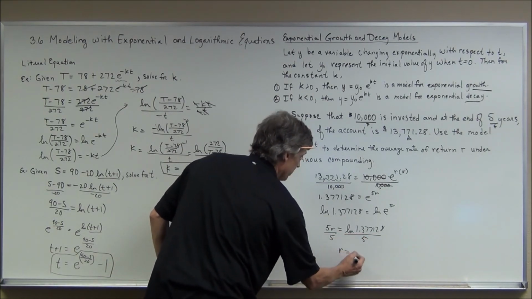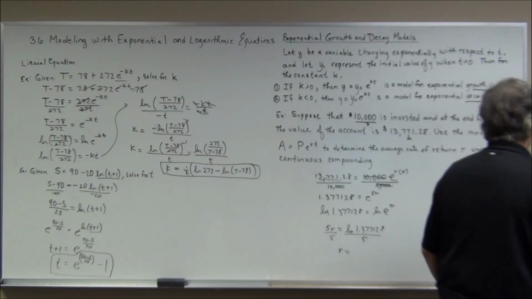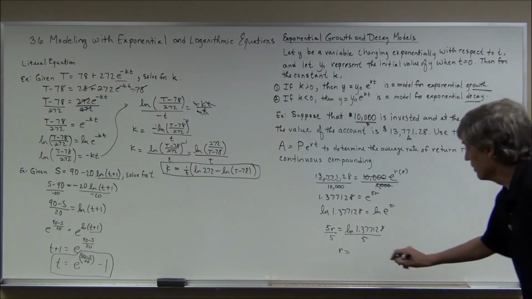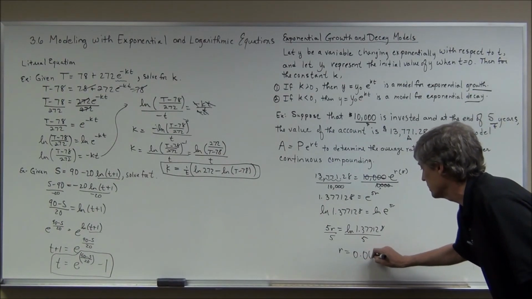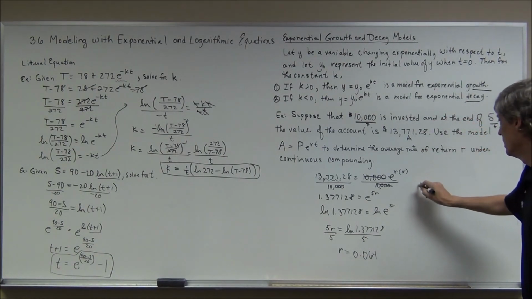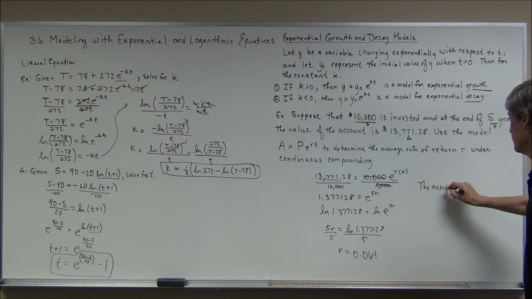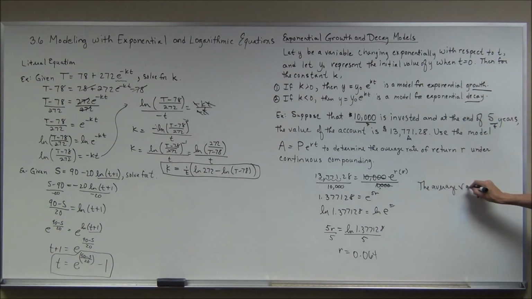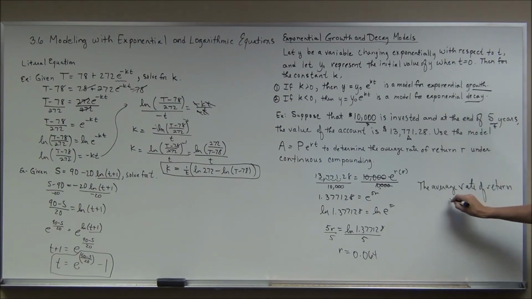And I'm going to get r is equal to, now when you take the natural log of that number and you divide it by 5, you'll get 0.064. And that is the rate of return written as a decimal. We're going to write our answer with a percent. So slide the decimal 2 places. So the average rate of return is 6.4%. And that's the answer to that one.